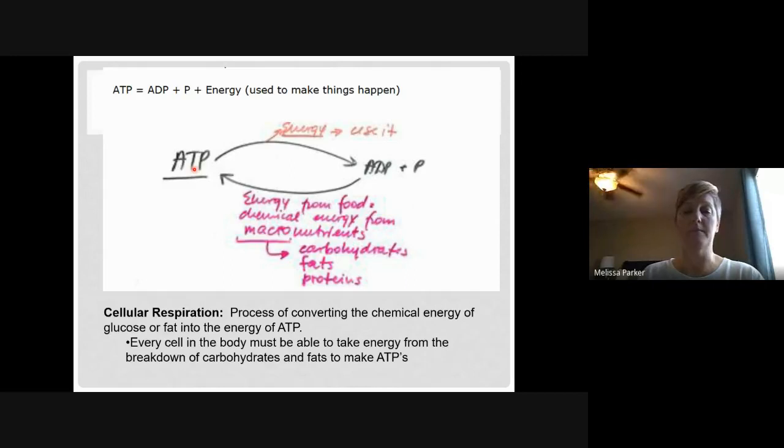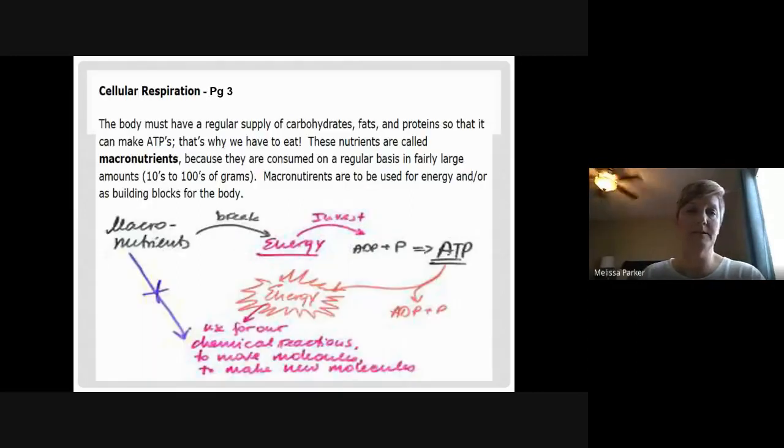And every cell in our body is able to take the energy from the breakdown of carbohydrates and fat. So for cellular respiration, the body must have a regular supply of carbohydrates, fats, and protein so that it can make the ATP, which is why we have to eat. Our body will always want to use carbohydrates first, then fats, and then proteins. Even though we can use proteins for fuel, it's not what they're designed to do. Proteins are designed to build up other structures and to create other proteins.